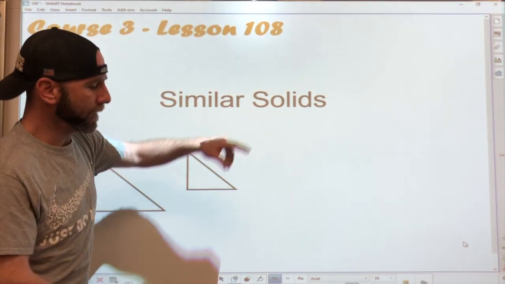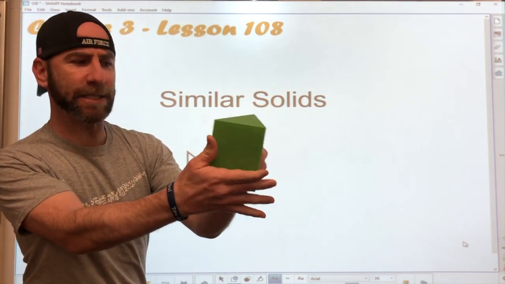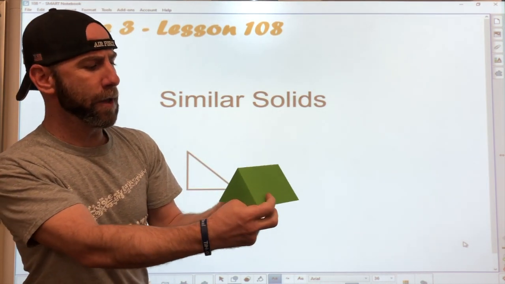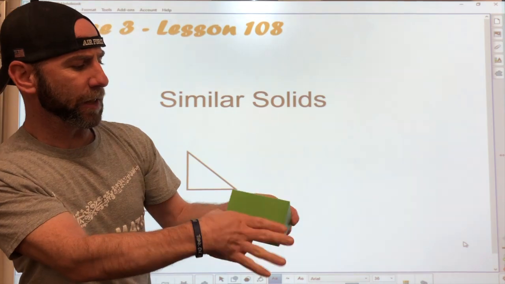Now a solid is like this. It's something that has volume. So this is a solid, a triangular prism. So we're going to look at these today.